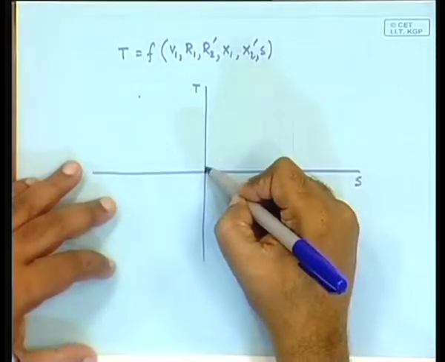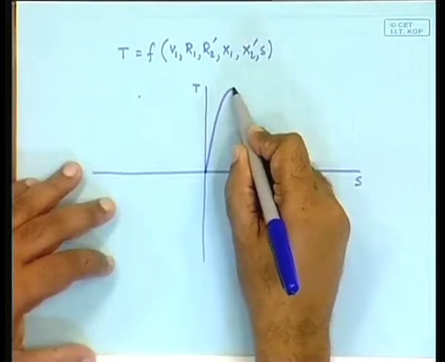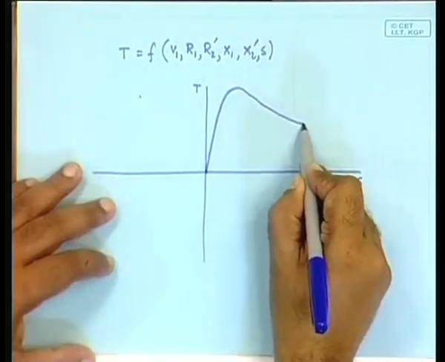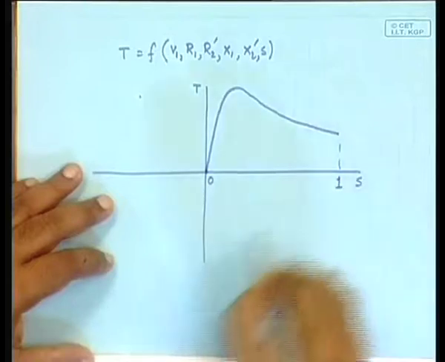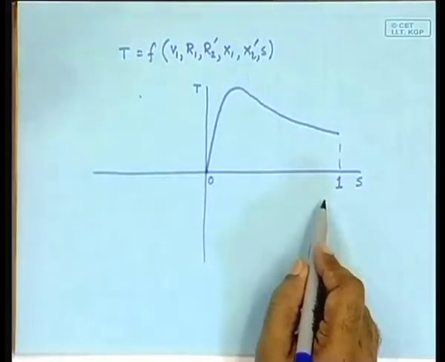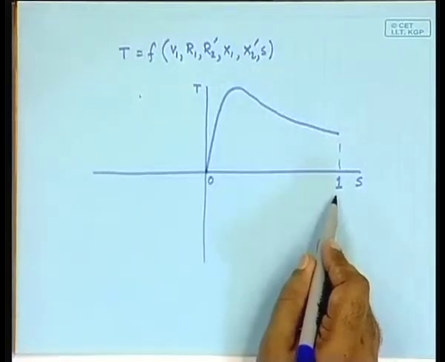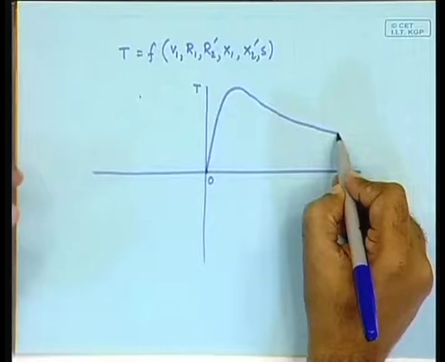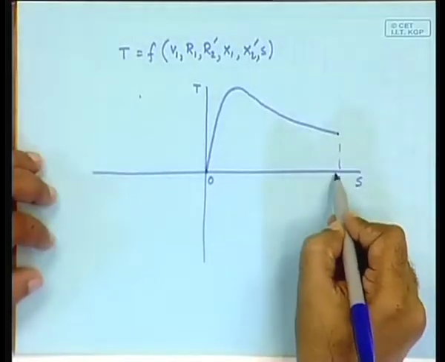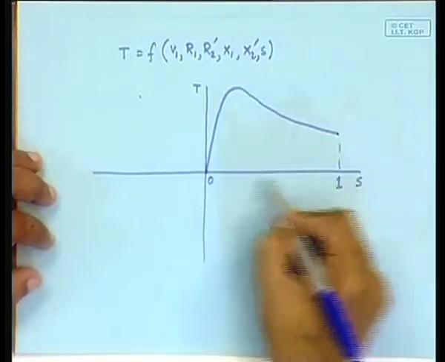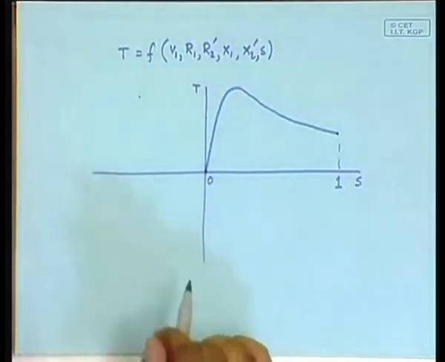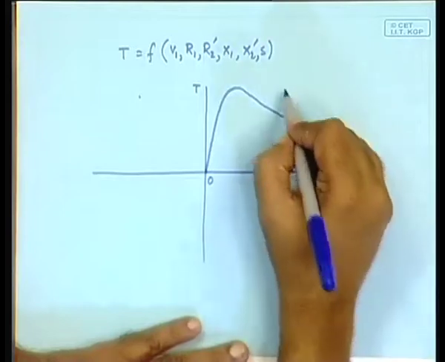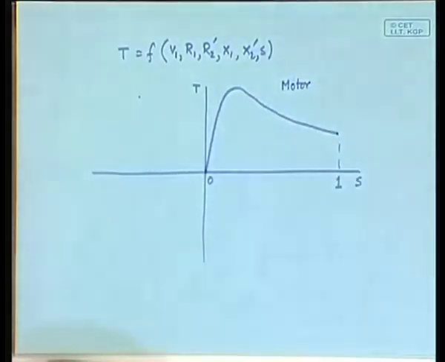Then the graph will be something like this, where this is 0 and this is 1. Slip 1 means standstill. So, at standstill condition there is a torque, but then as the speed increases you go this way. As the speed increases the torque increases, and finally it goes like this. That is the motor mode. So, this side is the motor. Clear?